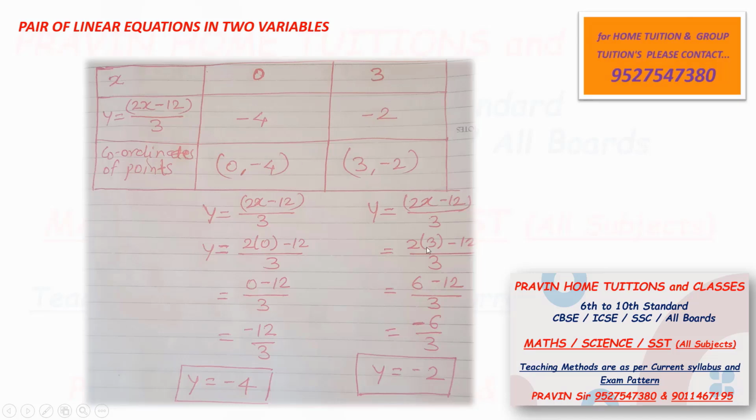Now here we are putting the value of x as 3. We know the value of y is equal to (2x minus 12) divided by 3. 2 multiplied by 3, here we have put the value of x, minus 12, divided by 3. 2 into 3 is 6, minus 12, that is minus 6 divided by 3. That is, y is equal to minus 2. So we got the coordinate (3, minus 2).